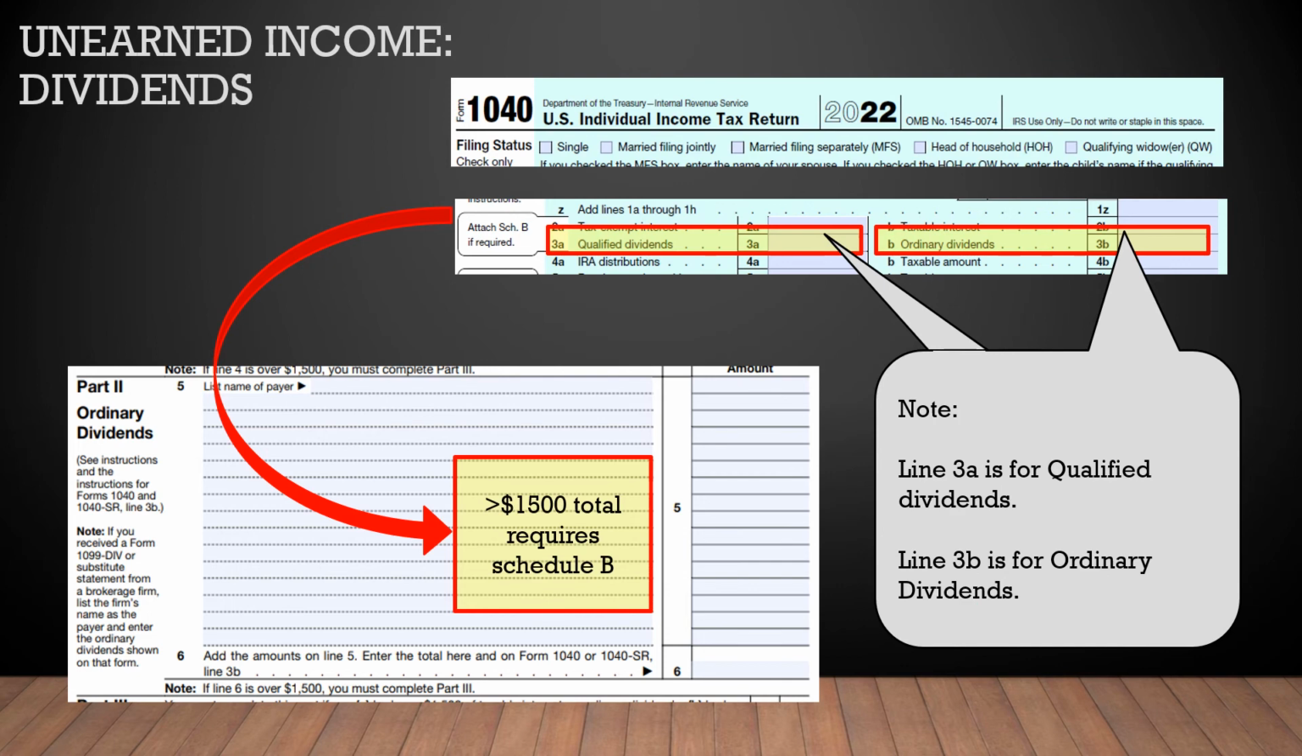So again, looking at how this flows onto Form 1040, we're now in line 3. Line 3a is where those qualified dividends go. Remember, we're pulling those out because they qualify for a different tax rate. And then line 3b is ordinary dividends. Again, just like with the interest, if there is more than $1,500 total, Schedule B is required to be attached. Ordinary dividends are in Part 2. Interest was in Part 1 of Schedule B, and Part 2 is for ordinary dividends.